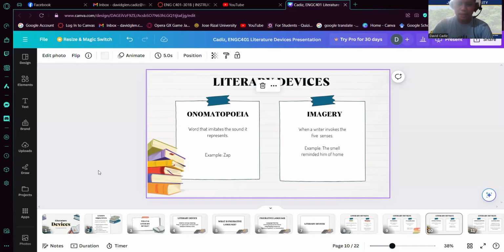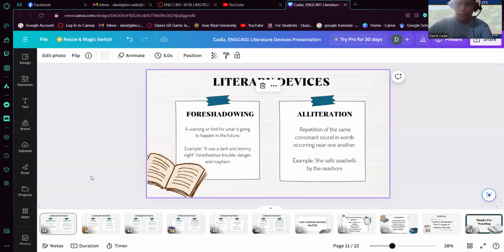Next is onomatopoeia and imagery. Onomatopoeia is words that imitate the sound they represent. So think of a taser, those electric weapons meant for stunning. You know how they shoot electricity? Well, this example would be like zap. This is an example of onomatopoeia. Next is imagery. It's when the writer wants to make the reader see a vivid image. So it requires the use of the five senses. An example would be the smell reminds him of home. This is one of the five senses being used to create imagery.